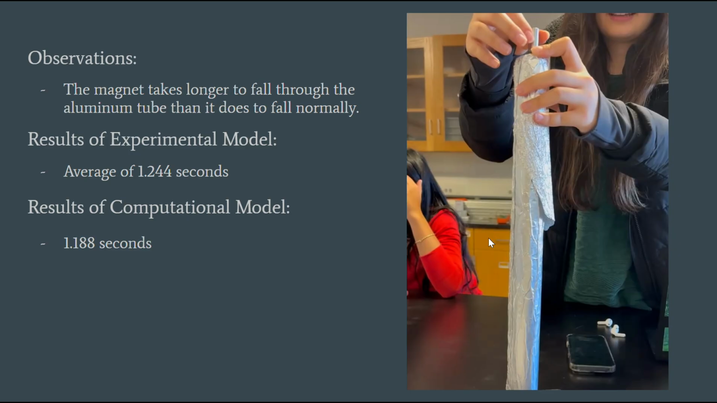So, observations. We saw that the magnet took longer to fall through the aluminum tube than it would fall if the tube wasn't there. And the results of the experimental model, well, it took an average of 1.244 seconds, whereas the computational model took 1.188 seconds.